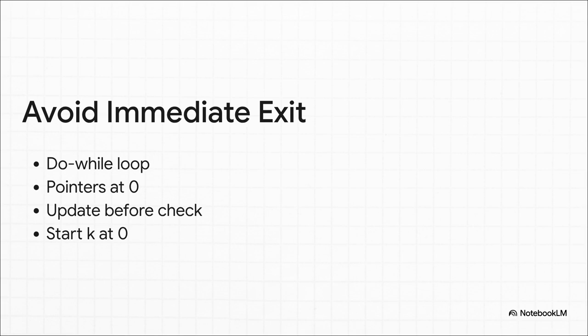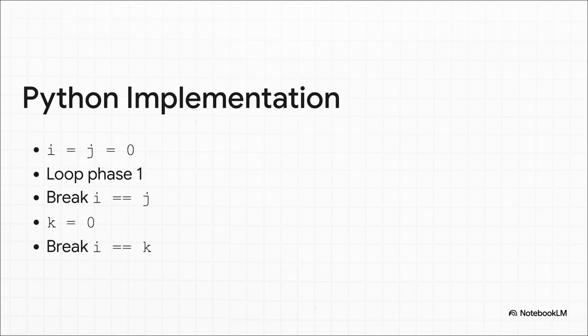Then, moving into phase 2, we initialize our third pointer, let's call it k, at 0, and apply that exact same careful stepping logic. Just look at how elegantly this translates into Python. We set i and j to 0. We use a while true loop, which nicely acts as our do-while. Inside, we move i one step to nums of i, and j 2 steps to nums of j. Only then do we check if i equals j and break out if they do. Phase 1 complete. Then we set k to 0.